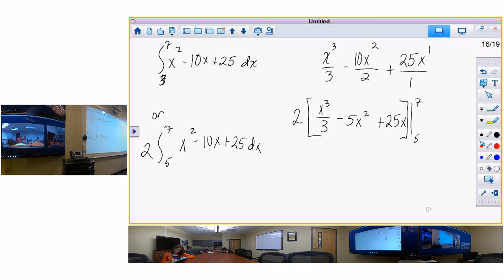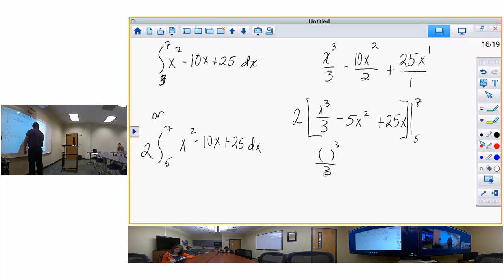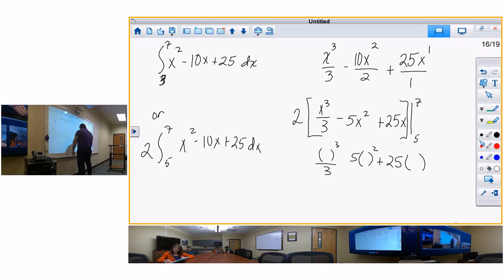So if you want to go ahead and multiply the 2, or you can do it at the end. I do it at the end because it's a whole lot easier to multiply 2 times a number than it is to multiply 2 times x over 3. So I'm going to take parentheses cubed over 3 minus 5 times parentheses squared plus 25 parentheses, minus parentheses cubed over 3 minus 5 times parentheses squared plus 25 times parentheses.